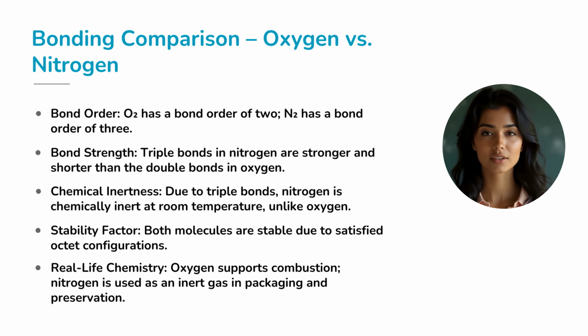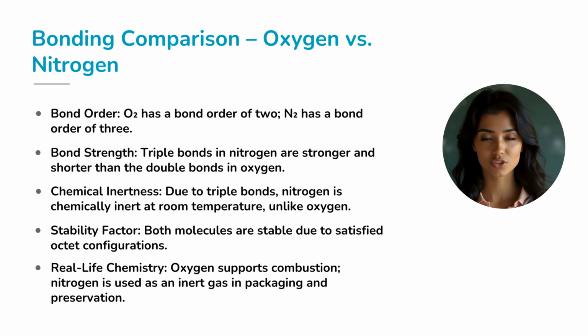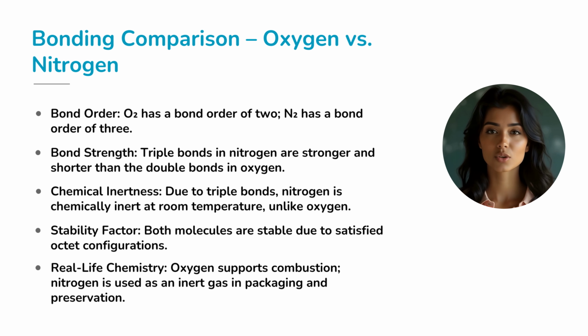Third, chemical behavior. Oxygen is reactive, supports combustion, and is involved in many biological and industrial processes. Nitrogen is largely inert and is used as a shielding gas in chemical storage, electronics, and food packaging. Fourth, both oxygen and nitrogen are nonpolar molecules. Why? Because each molecule is made of identical atoms sharing electrons equally. So there's no net charge separation. So even though both are covalently bonded, their bond orders, reactivity, and applications are very different.